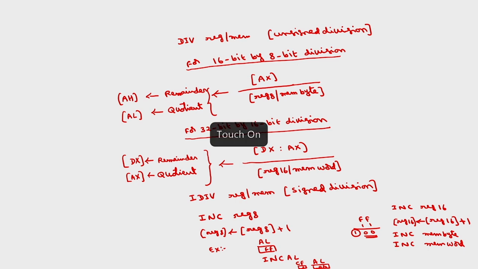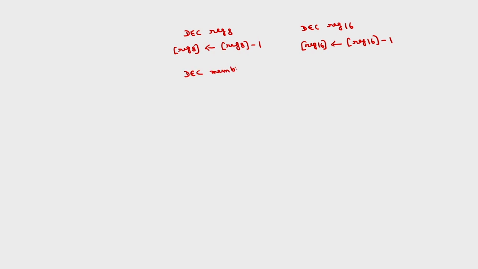Similarly, we have 4 decrement operations. The mnemonic for decrement is DEC. DEC register 8 means register 8 contents will be decremented by 1 and stored back to the same register 8. Similarly, you can have DEC register 16: register 16 contents will be decremented by 1 and stored back to the same register 16. We can have DEC memory byte, so the contents of the memory byte will be decremented by 1 and stored back to the same memory location.